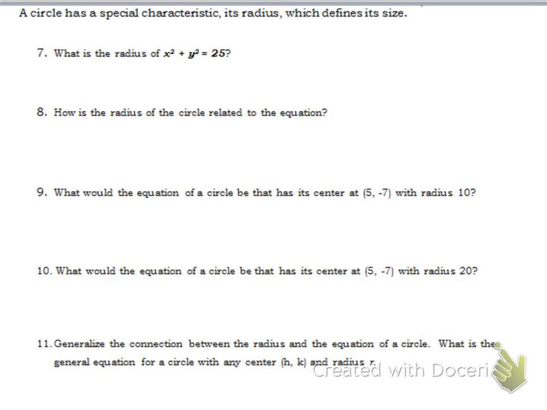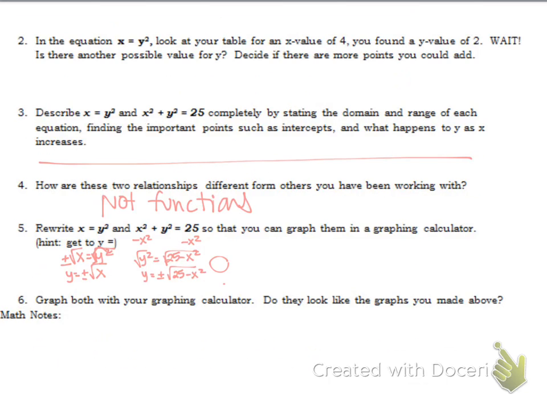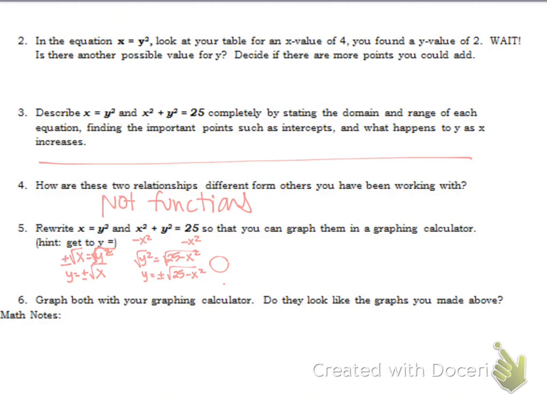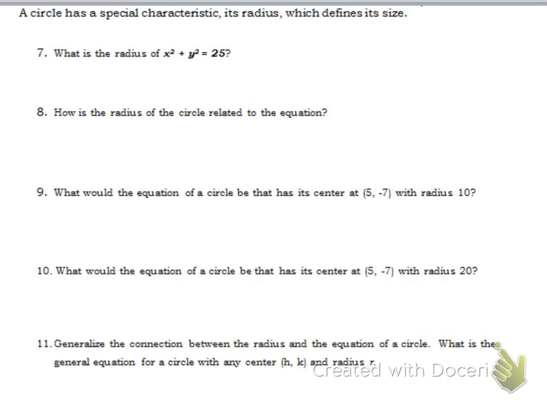Okay. What was the radius of our original one that we graphed? So from the center to the outside, 1, 2, 3, 4, 5. So my radius was 5 and my center was (0, 0). How is the radius of the circle related to the equation? It is the square root of whatever is in the back end of your equation. So you take the square root of that to get your radius.